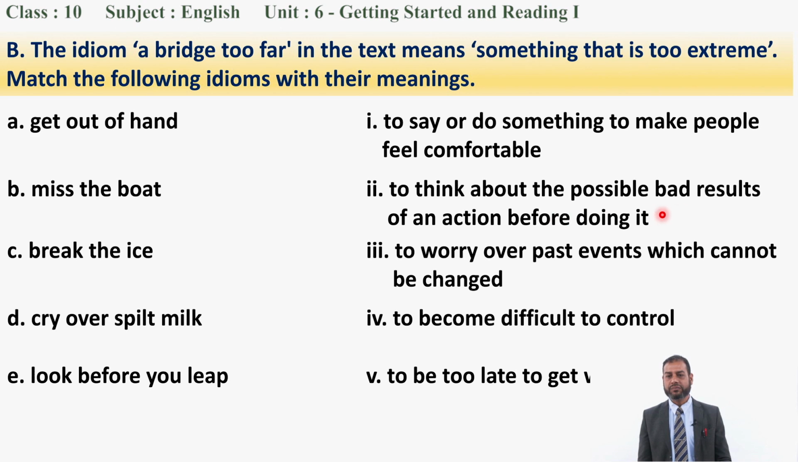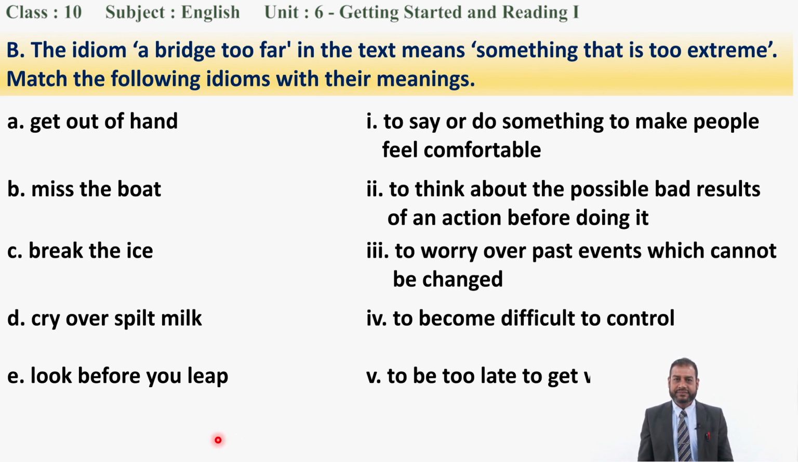2. To think about the possible bad results of an action before doing it. 3. To worry over past events which cannot be changed. 4. To become difficult to control. And the last one is 5. To be too late to get what you want. Once again, to be too late to get what you want. Dear students, now your job is to match the idioms with their corresponding meanings, okay? Let's start matching.